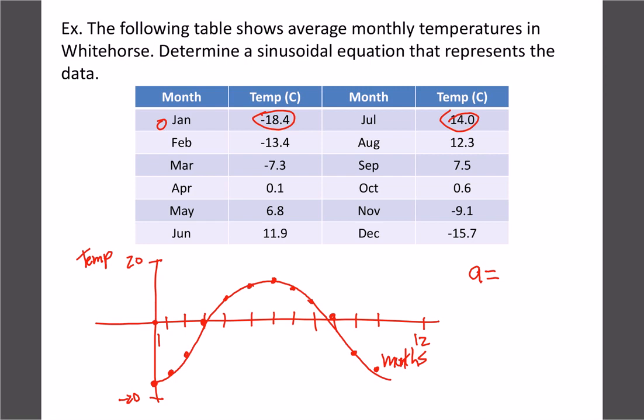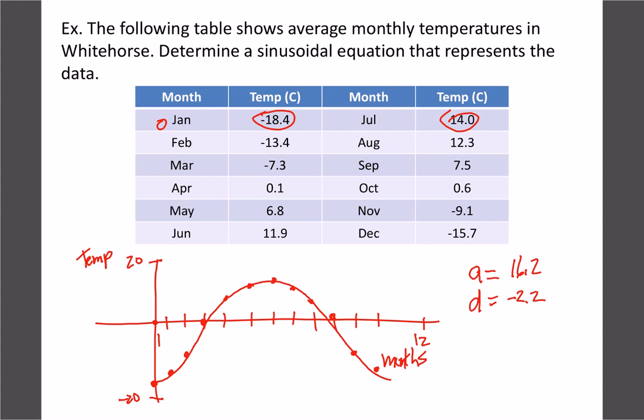Okay, so let's do that. So we get an amplitude of 16.2, and let's do our D while we're at it. So it'll be max plus min. So we'd have -18.4 plus 14, which gives us -4.4, divided by 2 would give us -2.2. So based on our graph, let's just see if that's right so far.